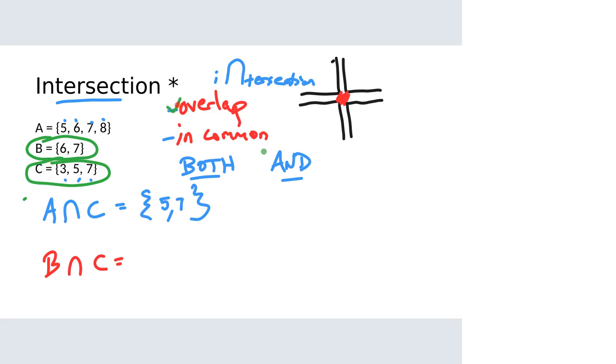That's where they overlap, what they have in common, the elements that are in both sets, the elements that are in B and in C. And there's only one of those, it's the 7. That's it.